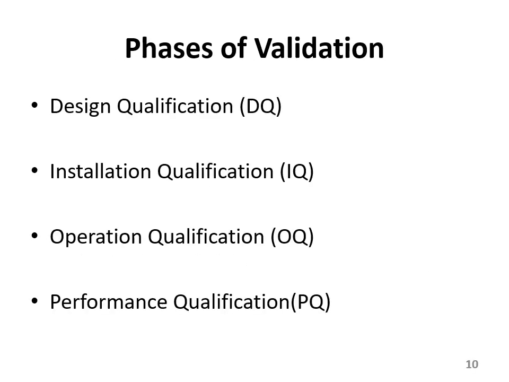Phases of validation. We have 4 phases of validation, and these are actually, you can say, the steps as well, steps for the validation or phases for the validation. The first one is design qualification, second one is installation qualification. The design qualification is at times called DQ. Installation qualification is at times called IQ. Operational or operation qualification OQ. Performance qualification PQ.